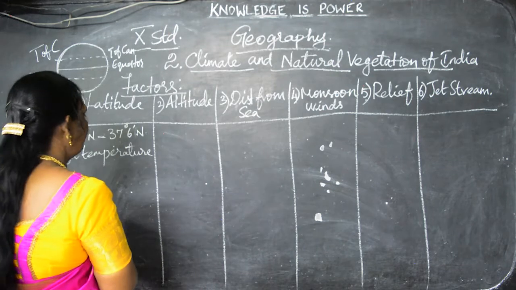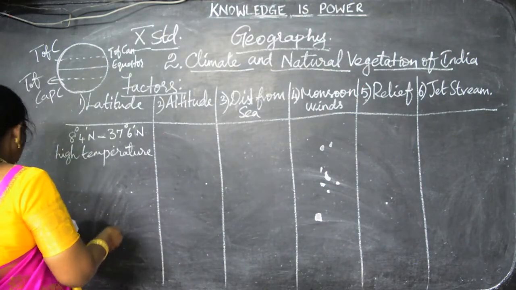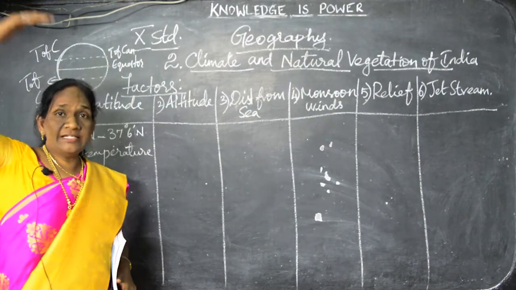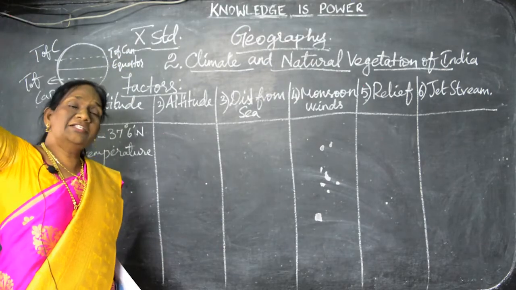And the second factor is altitude. What is altitude? Altitude means height.